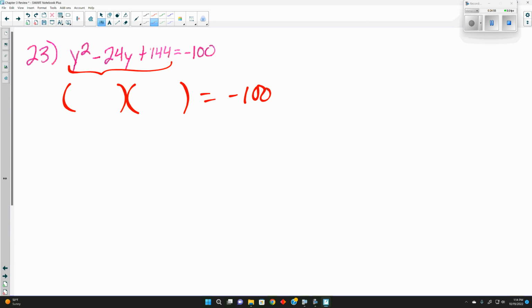And again, this is all mainly dealing with completing the square, because the signs would be the same since the third term's positive. The signs are the same and match the sign of the middle term. Factors of y squared are y and y, and the factors of 144 are. So really it's saying that we have y minus 12 squared is equal to negative 100.